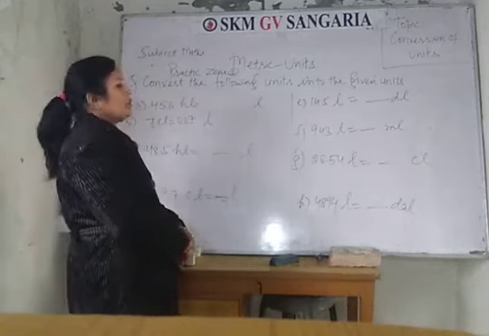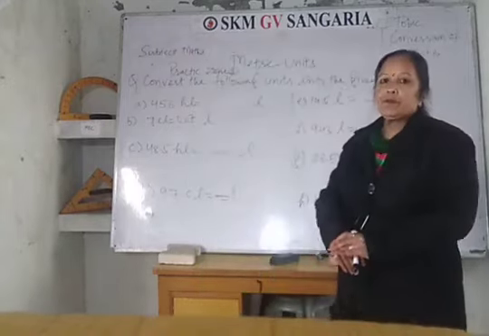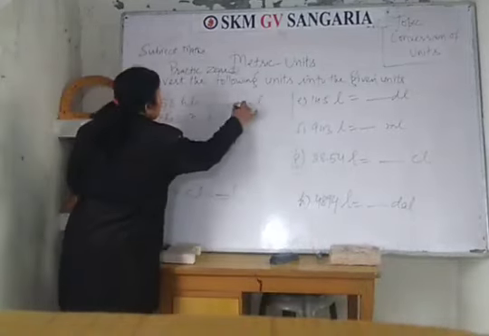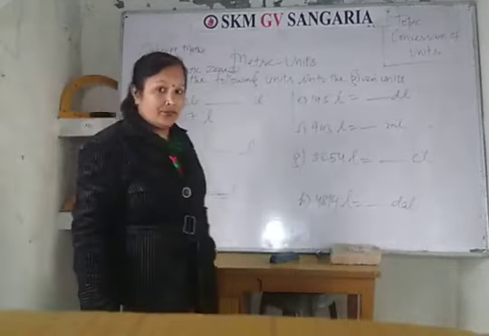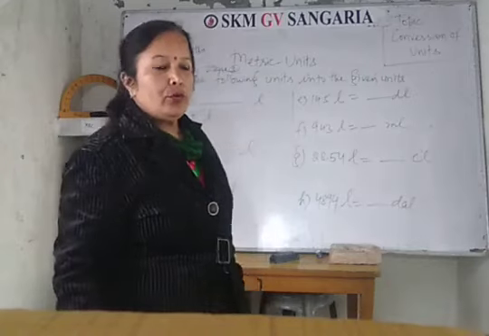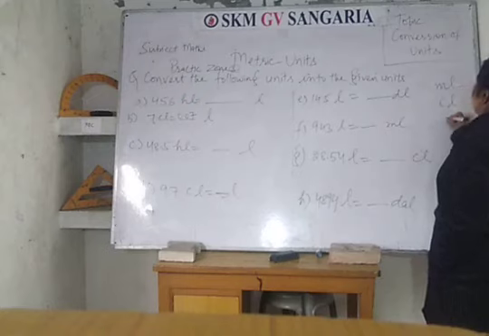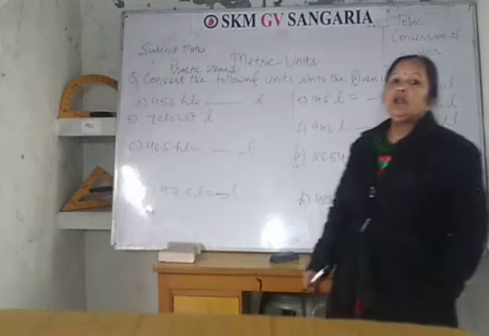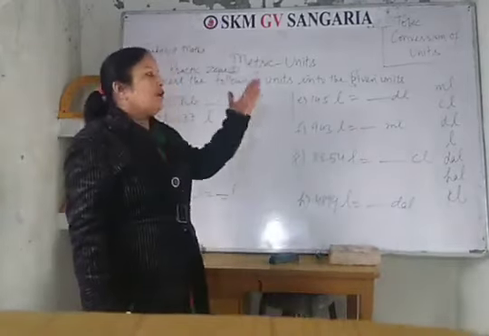Here you are given a question: convert the following units into the given units. Here 456 hectoliter should be equal to how many liters? So in 456 hectoliter, how many liters will there be? I have already taught you that formula: milli, centi, deci, liter, deca, hecto, kilo, liter.